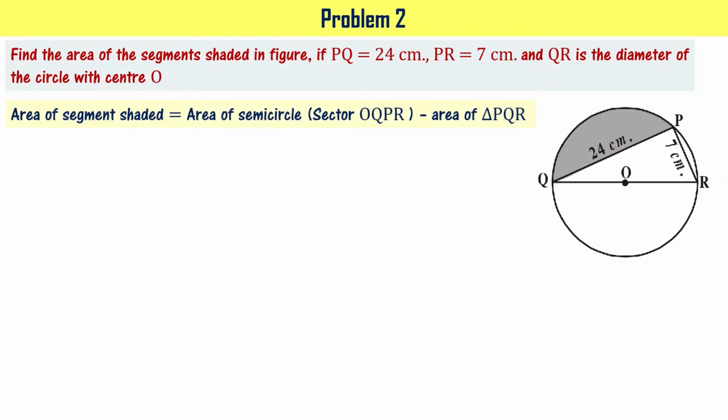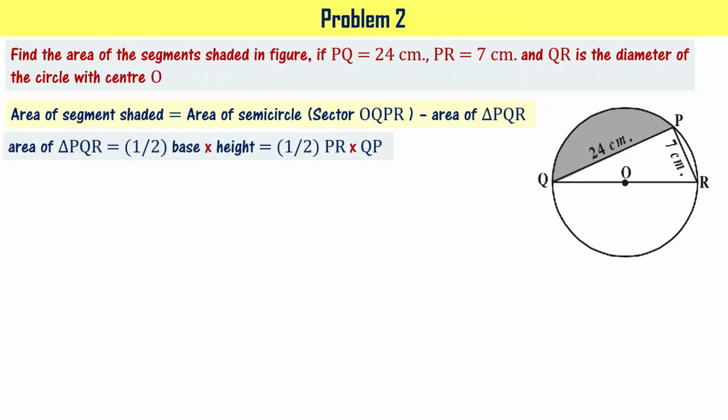And we see from the figure that the area of the shaded segment is equal to the area of the semicircle, that can also be called the sector OQPR, minus the area of triangle PQR, right? Let's now first find the area of triangle PQR. That can be written as half base times height. Since it is a right triangle, I can take base as PR and QP as the height.